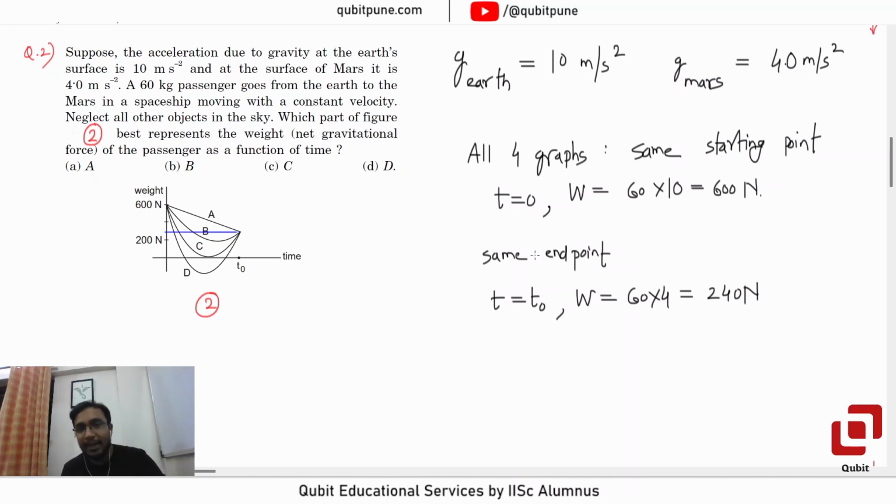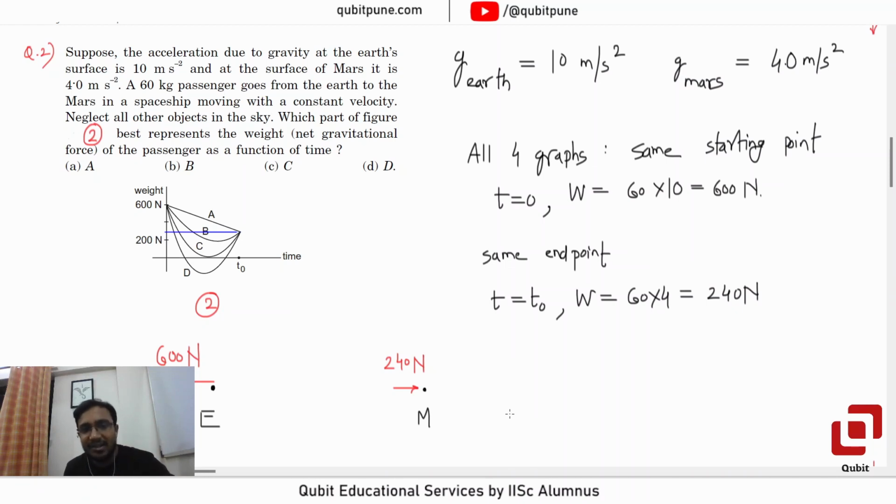But my main point here is this. Had we considered the direction of the weight, suppose this is Earth and this is Mars, then if the passenger were to leave the surface of the Earth, this would be the net pull on him, that is 600 newtons in this direction. And by the time he reaches the Martian surface, what would be his weight? 240 newtons in the opposite direction.